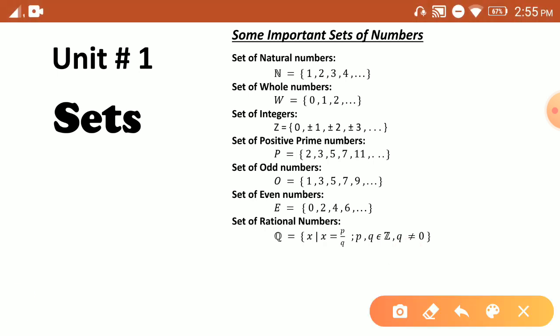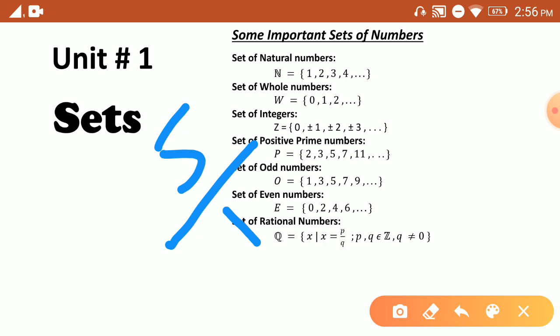For example, if we have a number 5, will it belong to the set of rational numbers? The set of rational numbers says all the numbers that can be written in fraction form. Can we write 5 in a fraction form? Yes, we can write it by putting 1 in the denominator. 5 can be written as 5 upon 1. It means 5 will belong to the set of rational numbers.